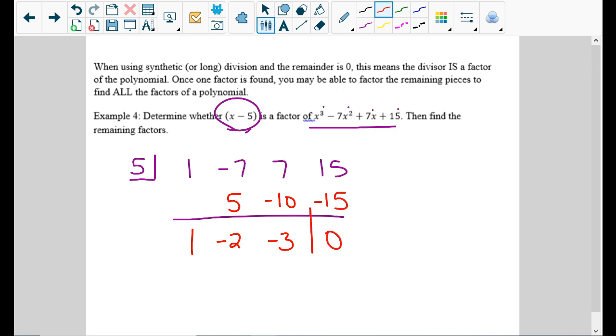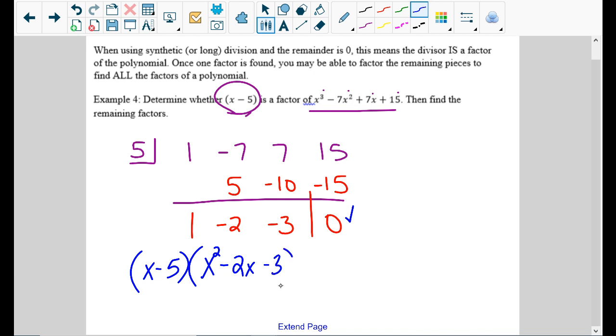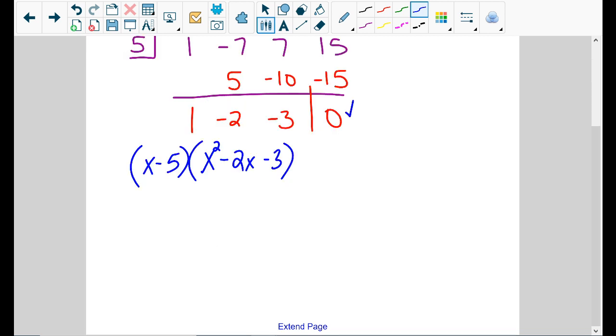So is x minus 5 a factor? Yes, no remainder, so x minus 5 is a factor. Now, what does that leave me with? So that leaves me with x minus 5, and this second part, my answer here, is going to go back in that parentheses. So 1x squared, or x squared minus 2x minus 3. That's what's left. Now, can I factor that down anymore?